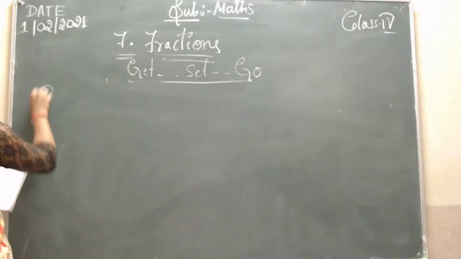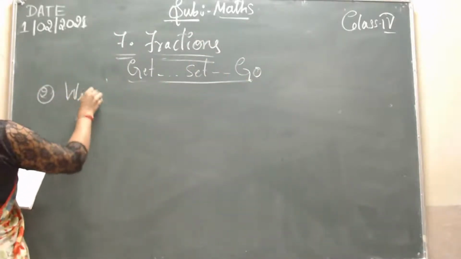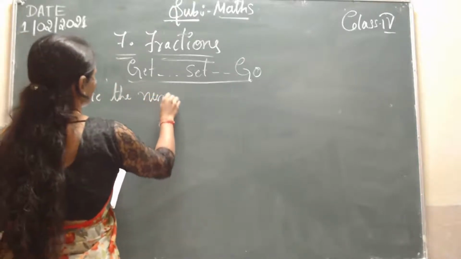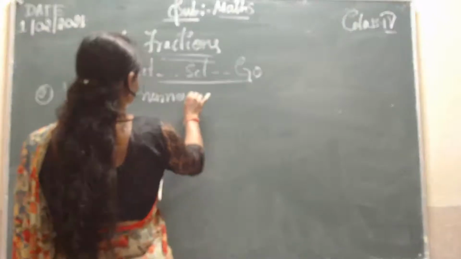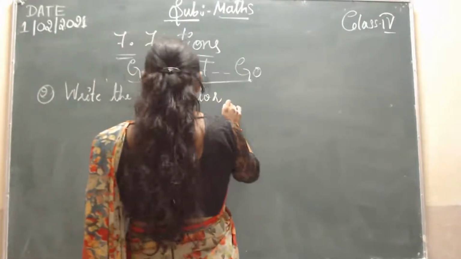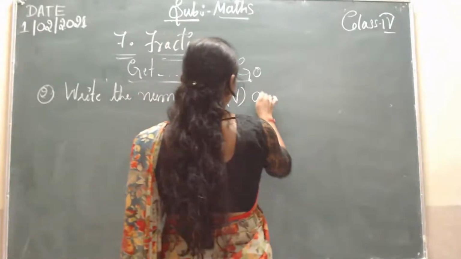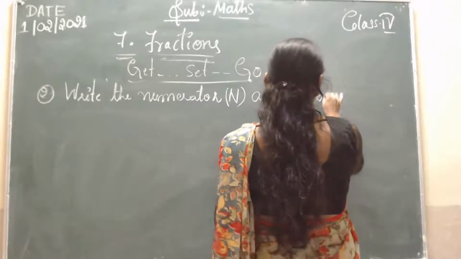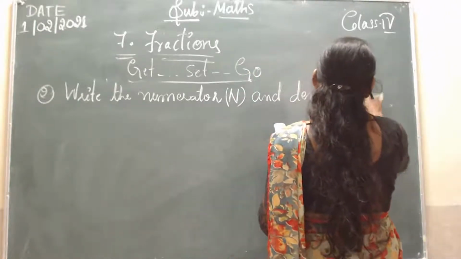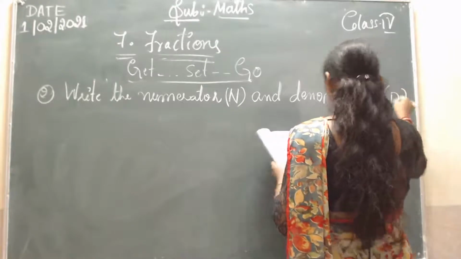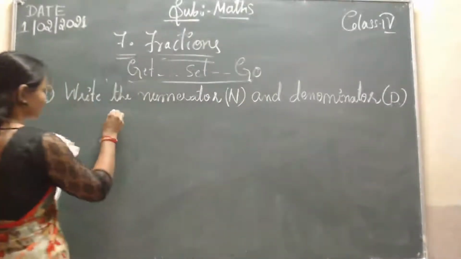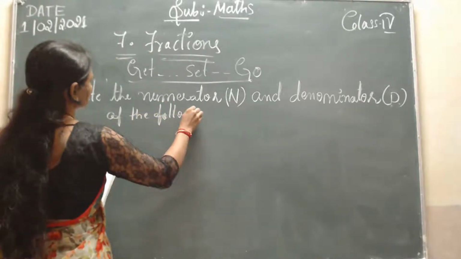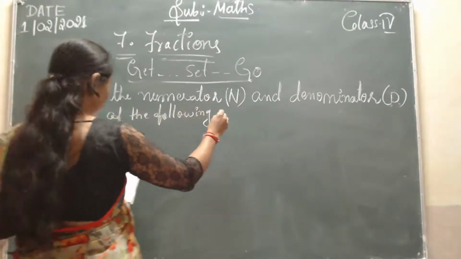Second, name and write the numerator. So the numerator is n, and the denominator is d, of the following fractions.